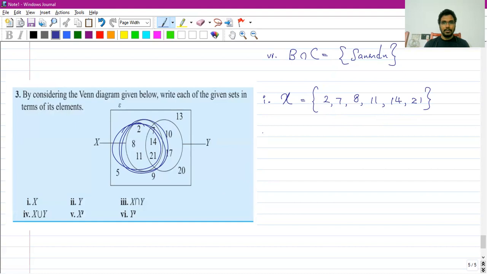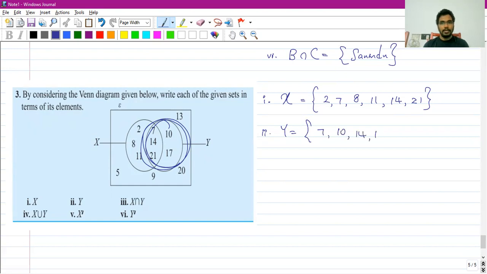Second part, they ask Y. Y means this circle. So Y is equal to 7, 10, 14, 17 and 21. 1, 2, 3, 4, 5. Yes, there are only 5 elements. Shall we move to the third part? X intersection Y means this middle part, the part which is common for both of these. So it will be 7, 14 and 21.